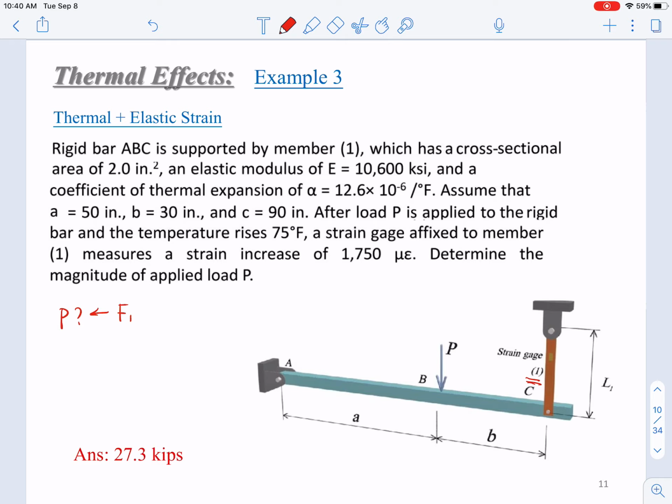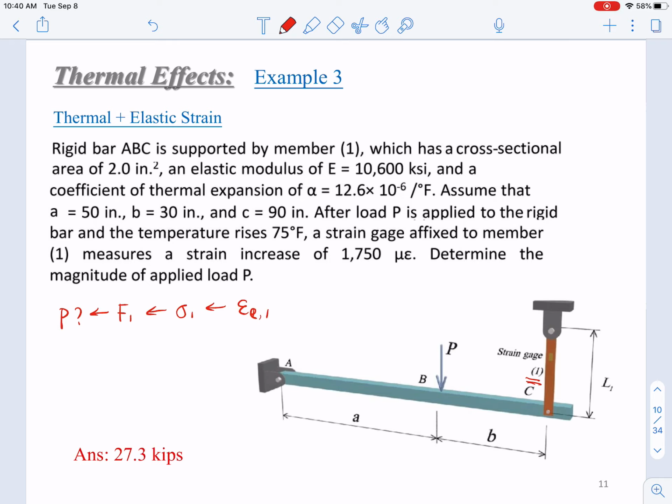So how can we know the force in bar 1? We need to know the stress, right? If we know the stress, we can use F equals stress times area to solve it. So we need to know the stress in it. Then how can we know the stress? Based on Hooke's law, we can calculate stress from strain. But this is elastic strain, right? The elastic strain of bar 1.